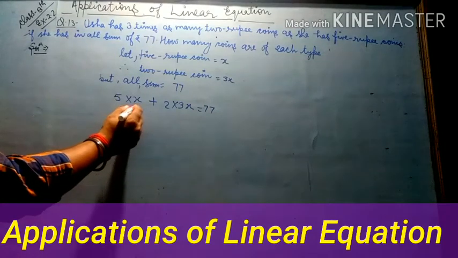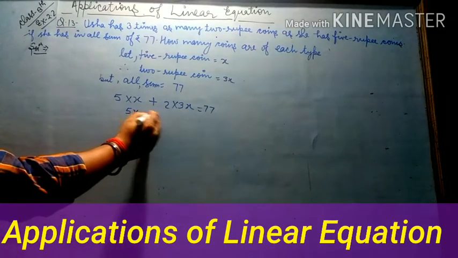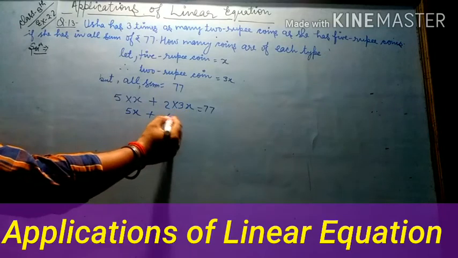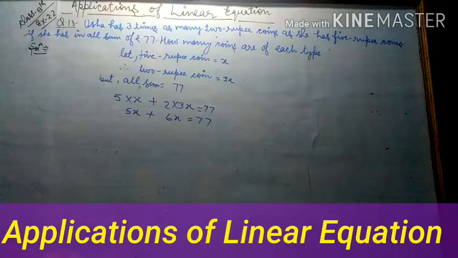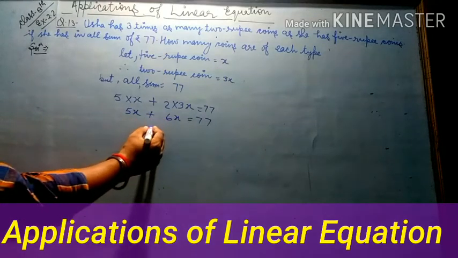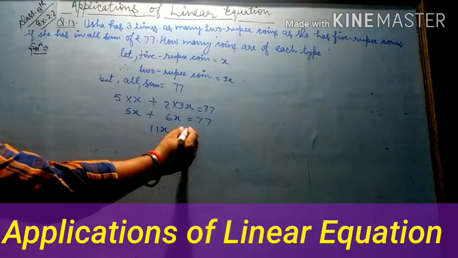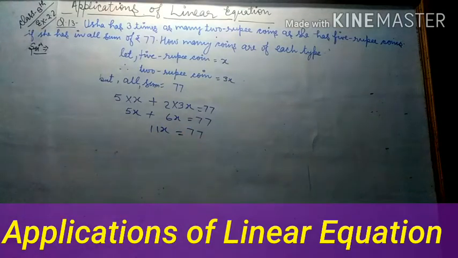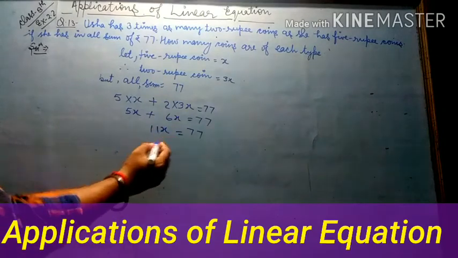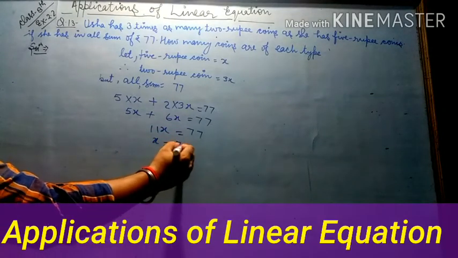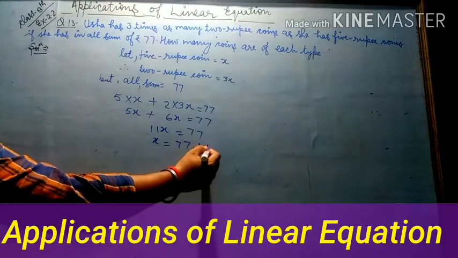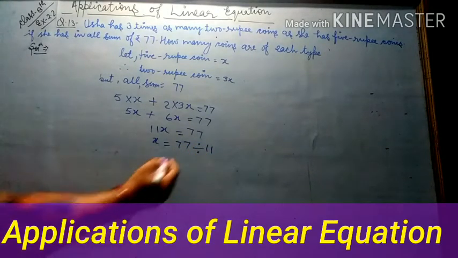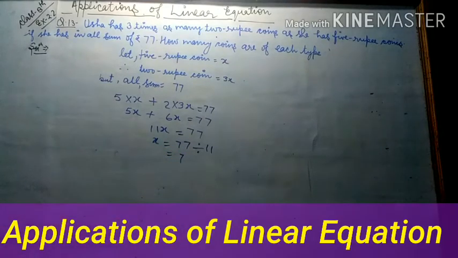Let's multiply: 5 multiplied by x is 5x, 2 times 3x is 6x, equals 77. 5x plus 6x is equal to 11x equals 77. Hence 11 will transfer to the right side, so it goes in division. The answer will be 7.